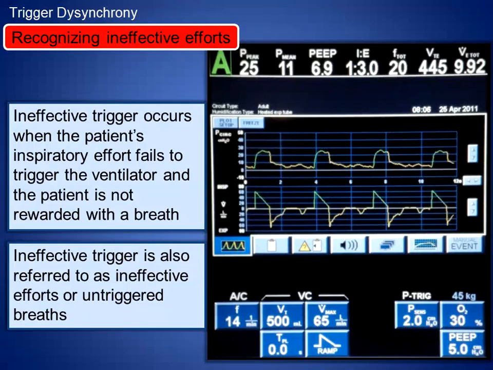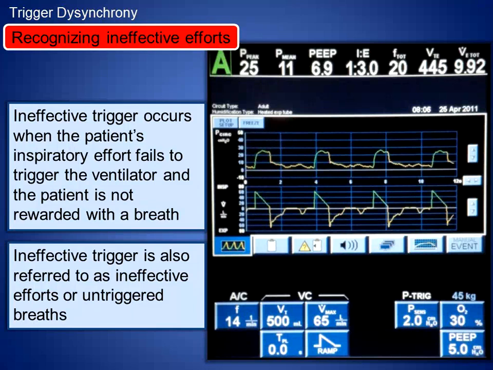An ineffective trigger is when the patient goes to initiate an inspiratory effort. However, the ventilator on the other side doesn't, for whatever reason, see that initiation. So it doesn't deliver the breath to the patient, and therefore there's a wasted effort on the patient's behalf. You can often hear this called an ineffective effort, an untriggered breath. I'll refer to it here as ineffective efforts, though.